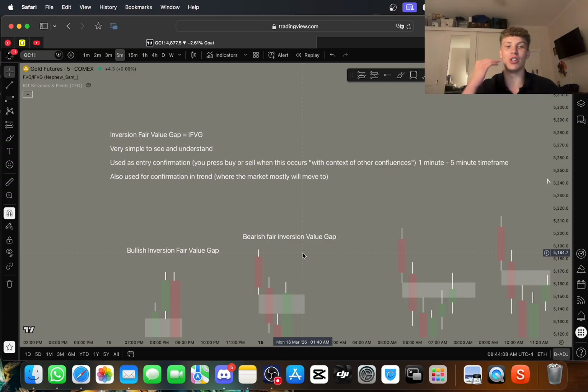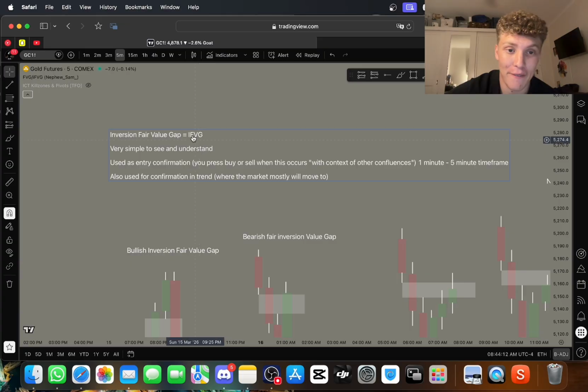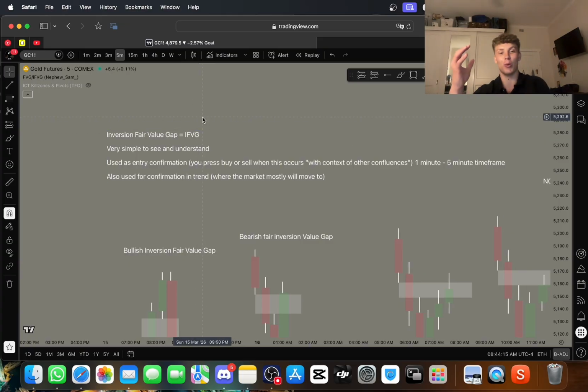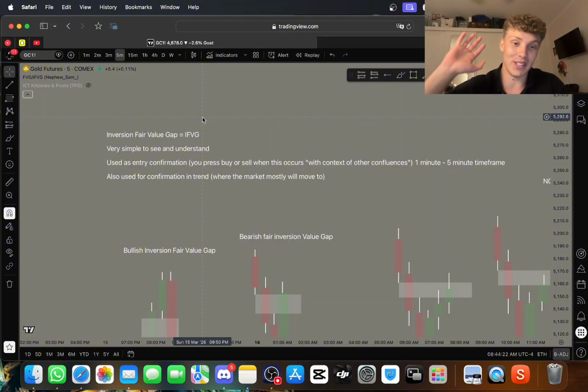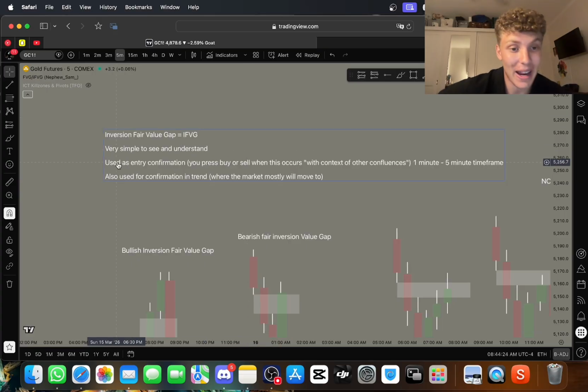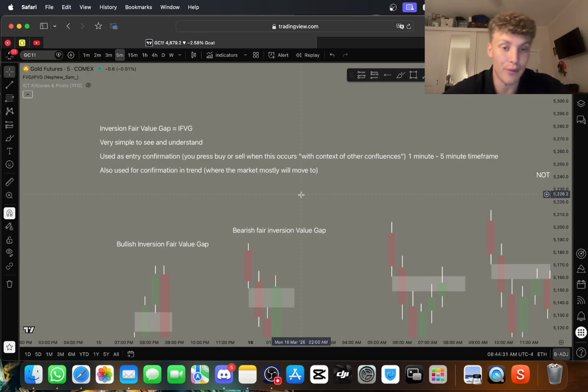Today I'm going to be teaching you inversion fair value gaps, also known as the short form IFVGs. This is a very simple concept to understand, literally the easiest confirmation, the easiest confluence ever. These are used mainly as entry confirmations. You'd press buy or sell when this occurs, obviously with context, tapping out of a fair value gap and so on and so forth. I'll get into my strategy later down the track in different videos, but this is just teaching you what the actual inversion fair value gap is.